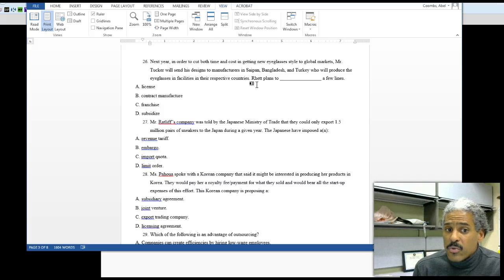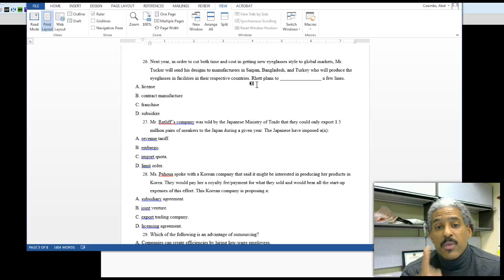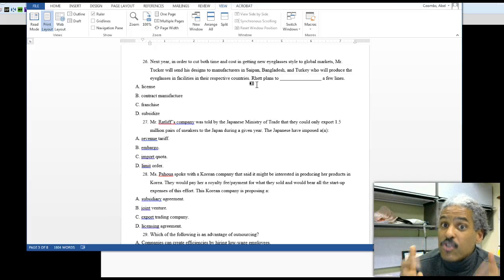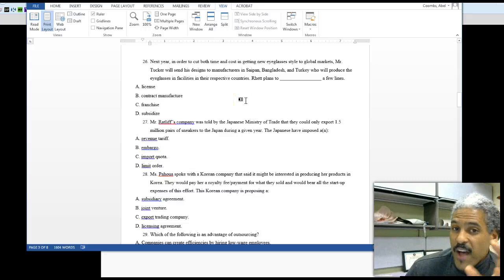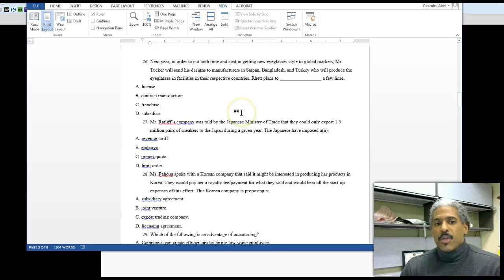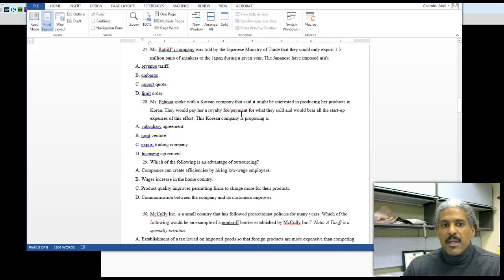Rep plans to, here we go, B, contract manufacturer, because what was left out? Trade name, trademarks. You're making it for me. Make it for me, and then I'll go do something with it. So there's the refined difference right there. So answer B.